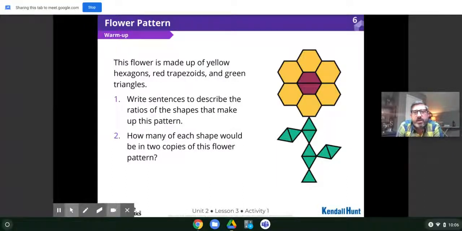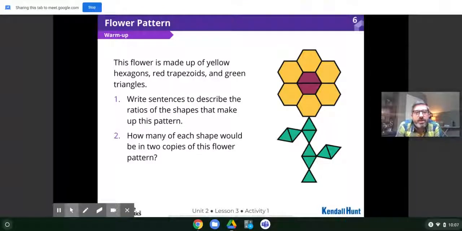Six. That's right. And how many of those little green triangles do we have? Nine. That's right. So if I were to ask you what is the ratio of yellow hexagons to green triangles, what would that be? Can you tell me? If we know we have 6 yellow hexagons, 9 green triangles, 6 to 9. That's right. Awesome job. Let's do one more.